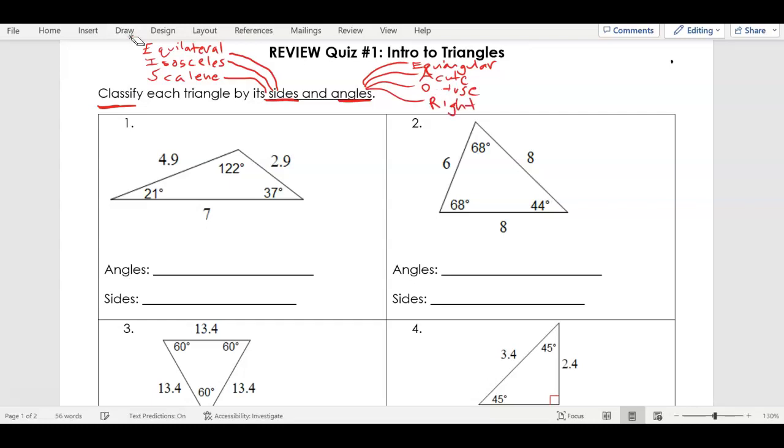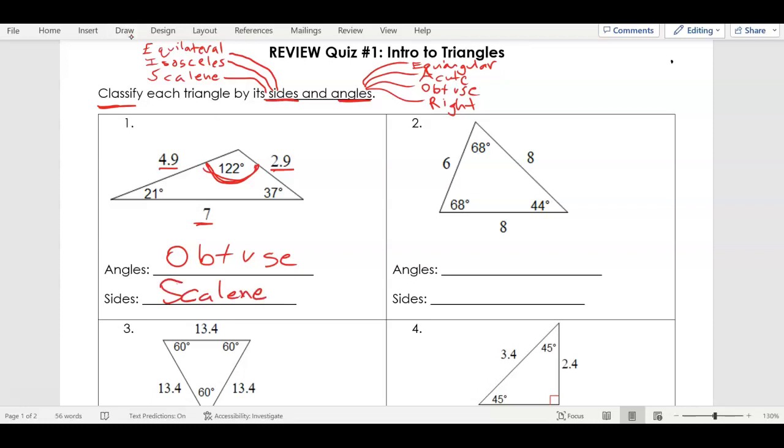So these are all of our options when we are doing these problems, okay? So number one, look at the angles. I got acute, but this one is obtuse, bigger than 90, right? Now look at the sides. 4.9, 2.97, those are all different. We call that scalene.